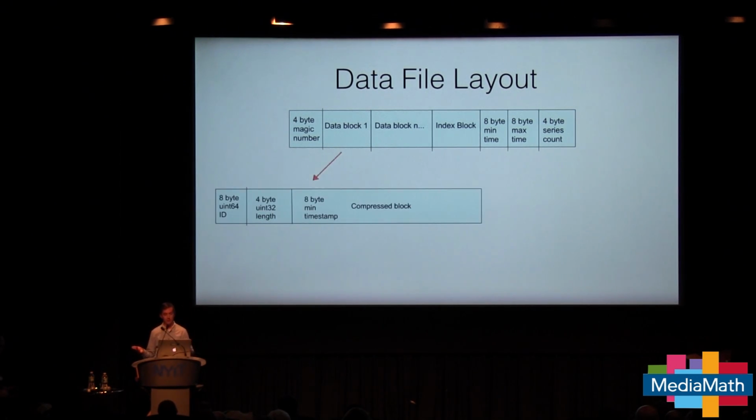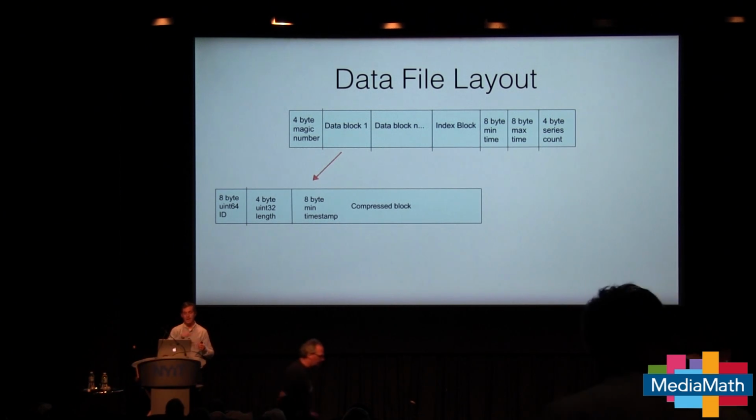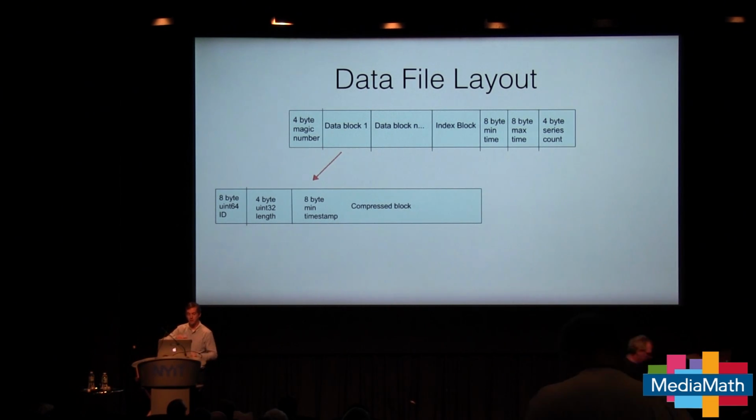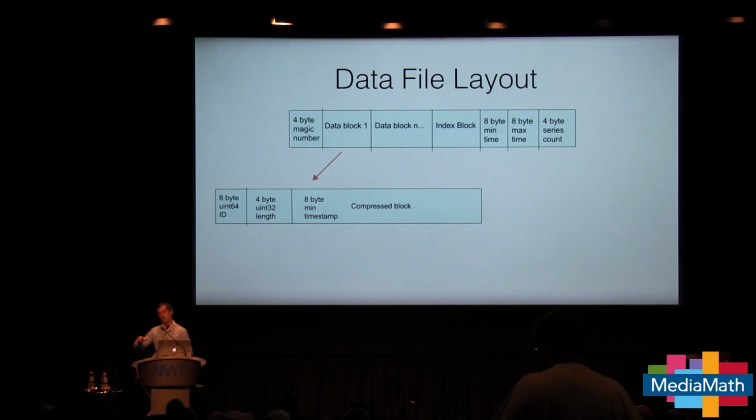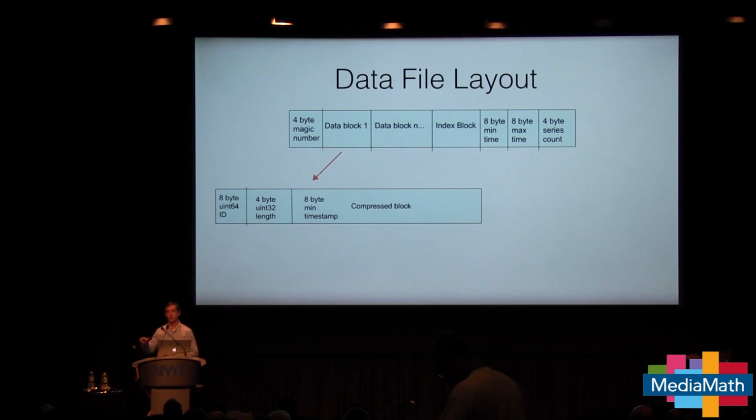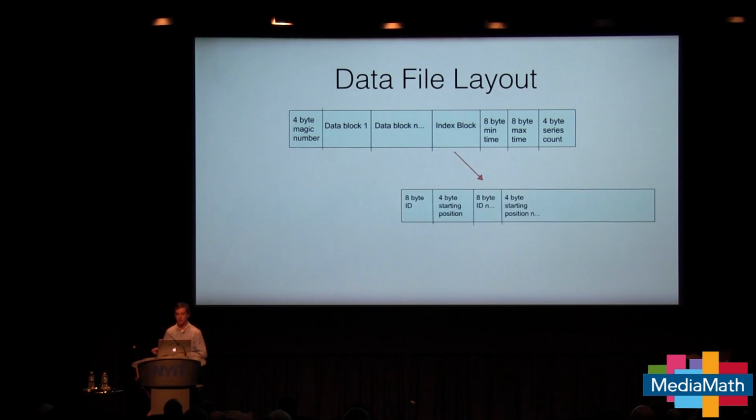So yeah, it's similar to SS tables. The data block looks like this. We have the series ID for the data block, and we have the length, which is a uint32 of the compressed block. And the first 8 bytes in the compressed block are the minimum timestamp of the block.